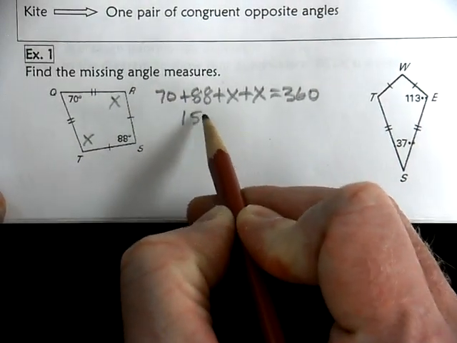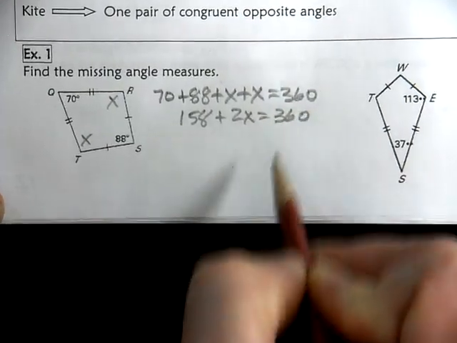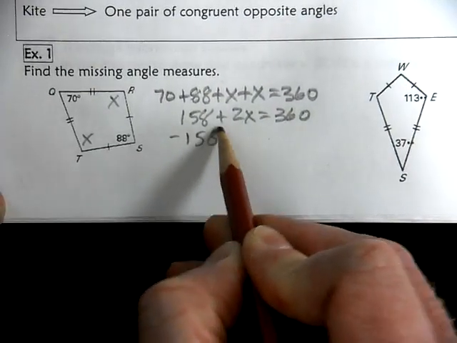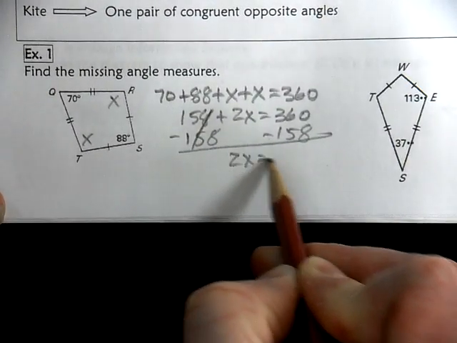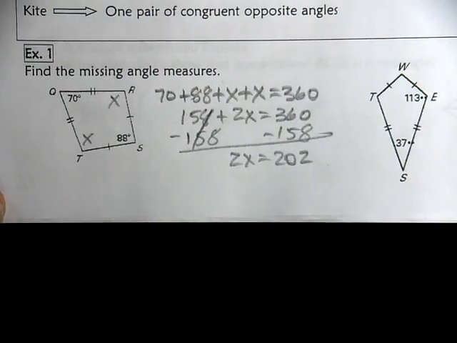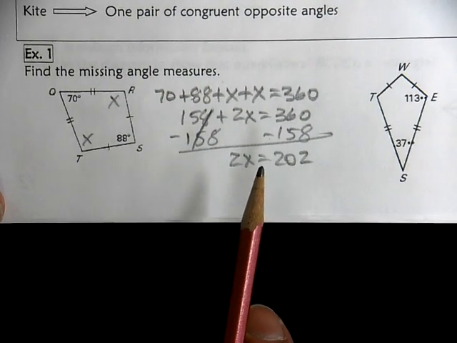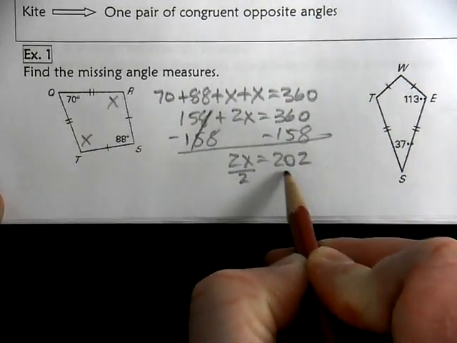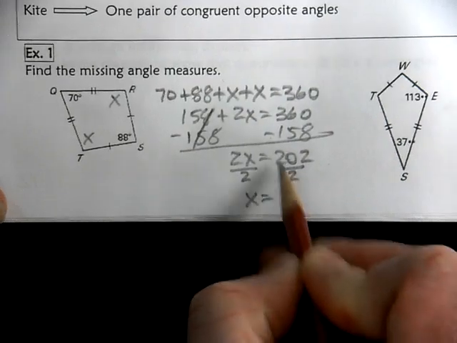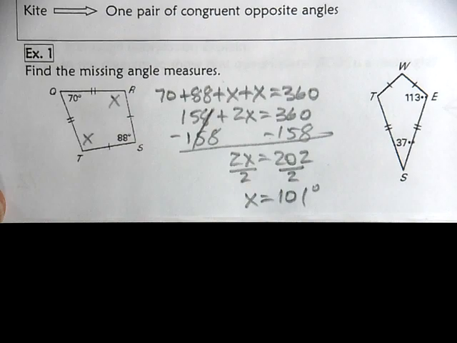This is 158 when you collect like terms, and 2x. We're going to subtract 158. That'll leave us 202. What would we do from here to figure out what each individual x value is? We would divide by 2. So x is going to be 101 degrees.